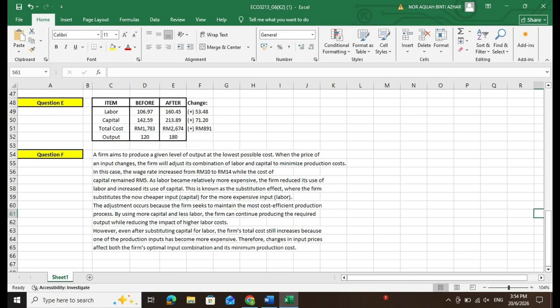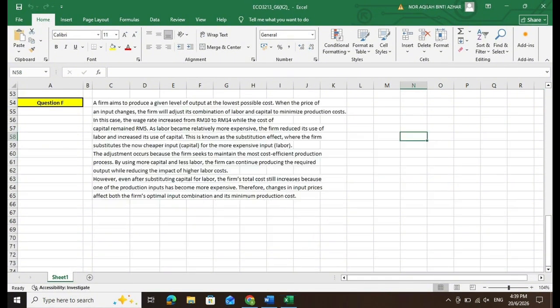Labor increased by 53.48 units and capital increased by 71.20 units, and total cost increased by 891 ringgit. This happened because the firm wanted to increase production from 120 units to 180 units. Since more output requires more input, the firm had to use more labor and capital, which result in a higher production cost. Therefore, the solver results show that the output increased while input prices remain unchanged. The firm must employ more resources, leading to an increase in the minimum cost of production.